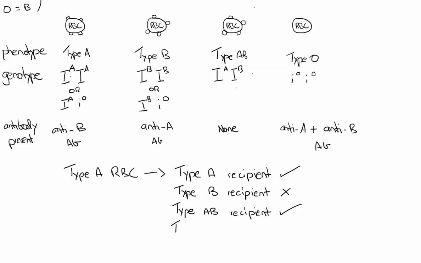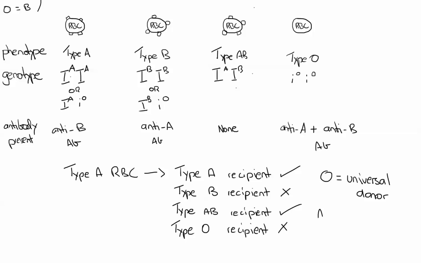So the final recipient type is type O, and this recipient has antibodies to both A and B, meaning that this person will have antibodies against the type A blood, so that transfusion will not work. And this is why we often refer to type O as the universal donor. Because their blood cells do not have any molecules on the cell surface that are antigenic, it doesn't matter who you give their blood to. It will always be accepted.